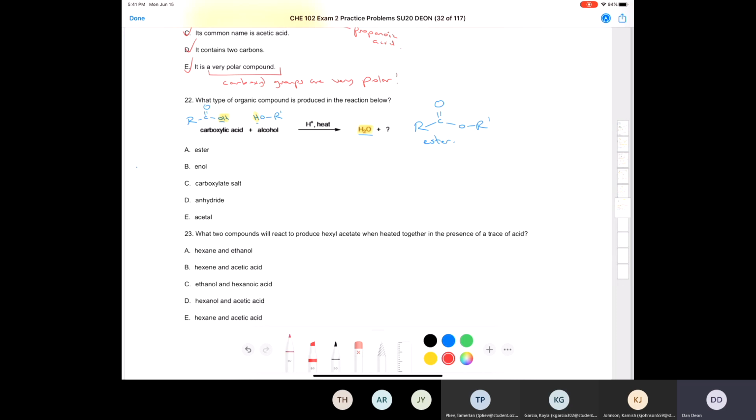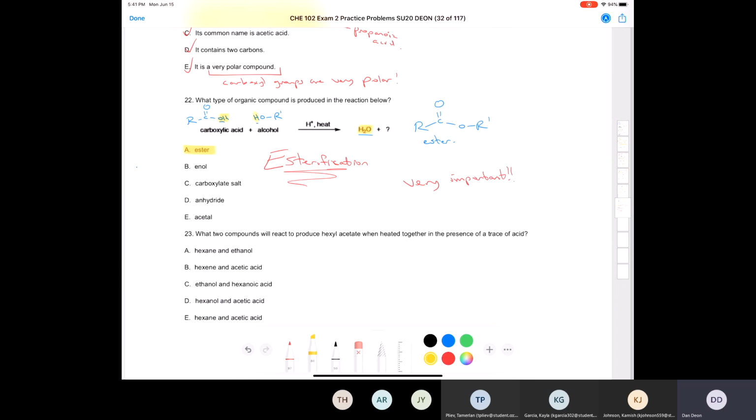Okay, this reaction is known as esterification. Very important. It's one of the most important reactions we look at. So we end up forming an ester when we react a carboxylic acid and an alcohol in acid.